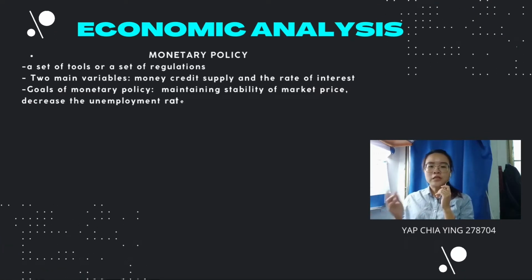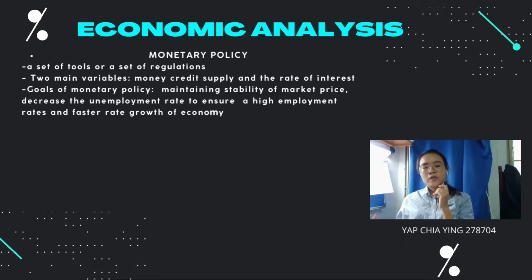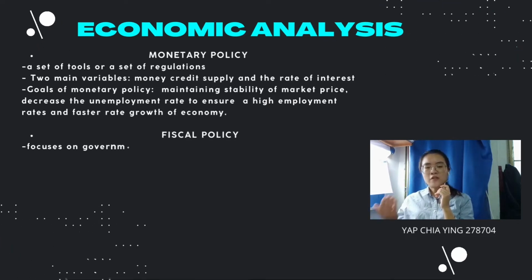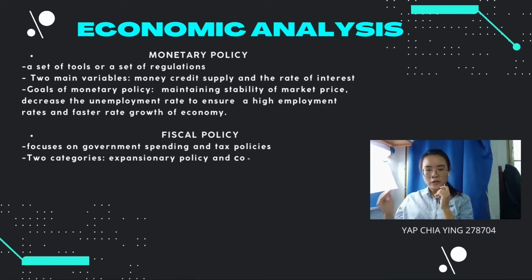There are two main variables influencing economic activity through monetary policy, which are money credit supply and the rate of interest. The goals of monetary policy are maintaining stability of market prices, decreasing the unemployment rate to ensure high employment rates, and faster economic growth.